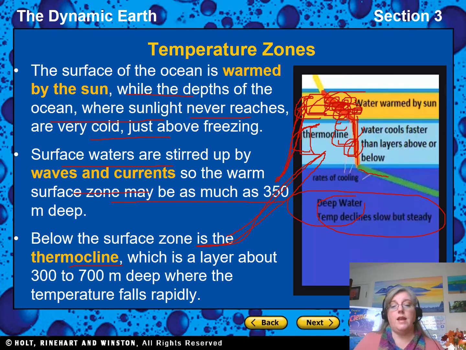And then as you get down here in the deep, yes, it's going to stay cold, but by this time you're pretty much just as cold as you're going to get. It doesn't get that much colder, because by then it would be frozen, and it's not going to freeze. So here would be like 30, 32 degrees, just enough so it doesn't freeze.